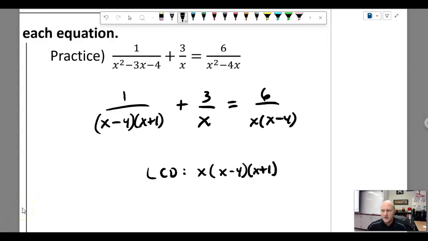Okay, here is the LCD. We have a shared x minus 4, and then an x plus 1. So that's your LCD. Excluded values. Go ahead, pause me for excluded values. X cannot equal what? What are they? Hopefully it's quick and easy. 0, 4, and -1 are what you should have gotten.